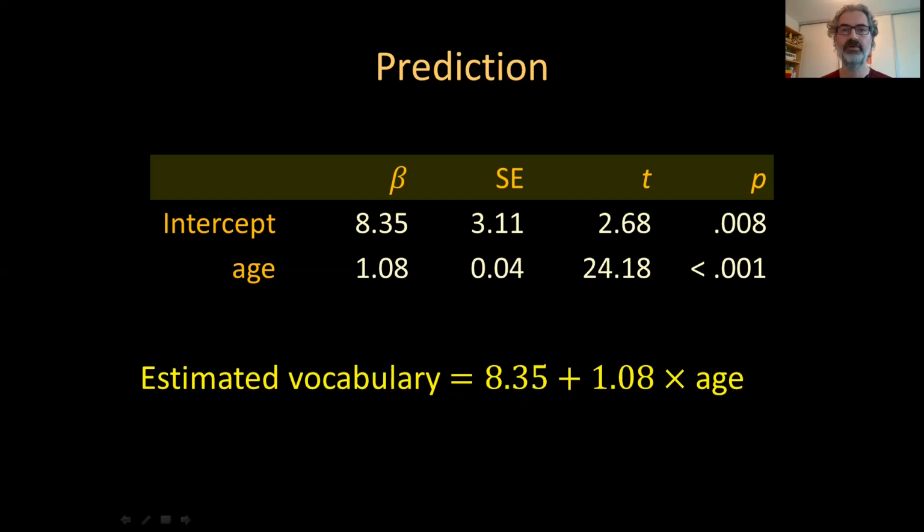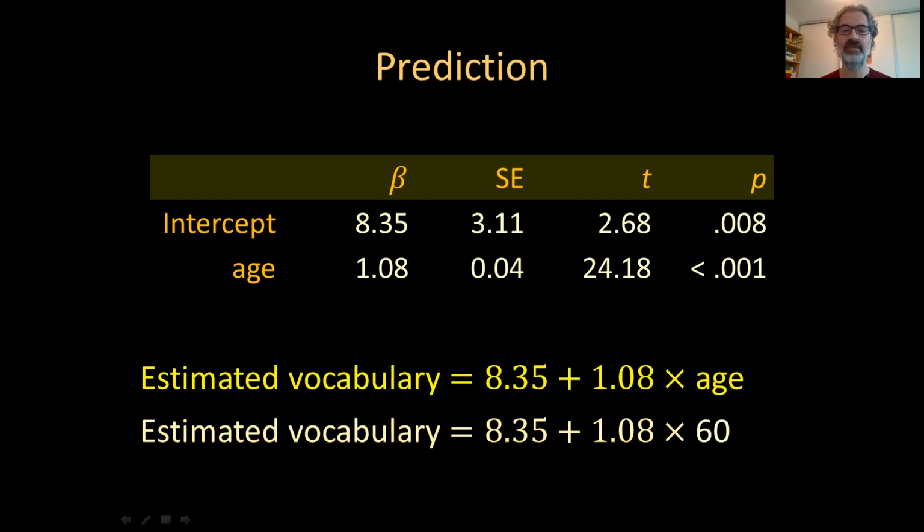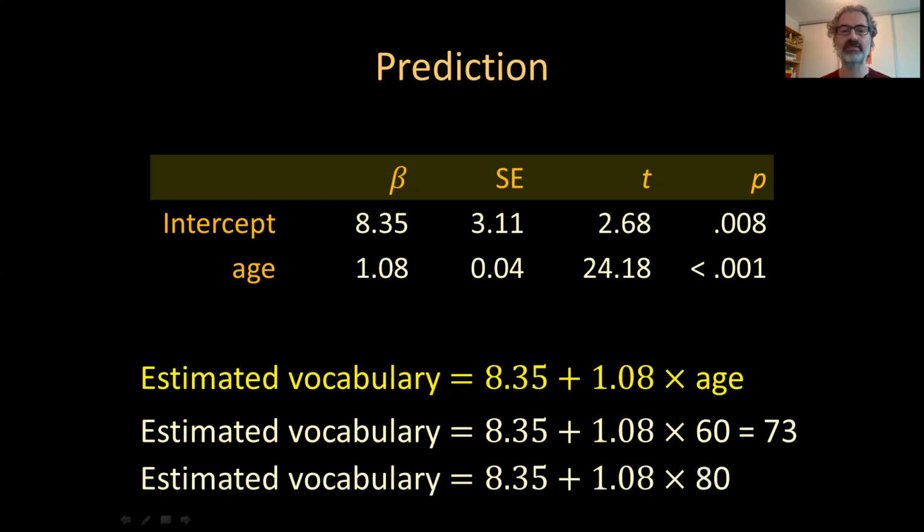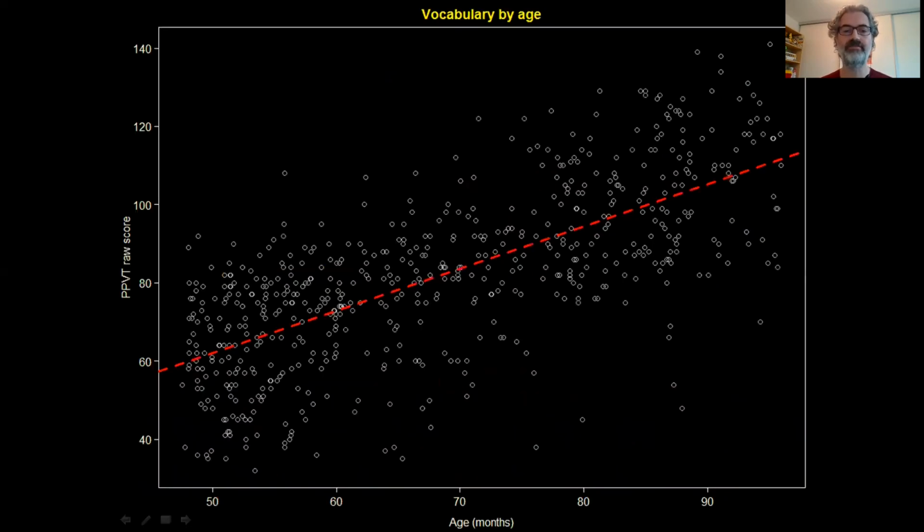For example, if we want to predict vocabulary for a child at 60 months of age, we multiply 60 by the slope and add the intercept, and that's about 73 points after rounding. Whereas for a child at 80 months of age, multiply these, add this, and our predicted vocabulary will be 94 points. Let's look at these on the graph.